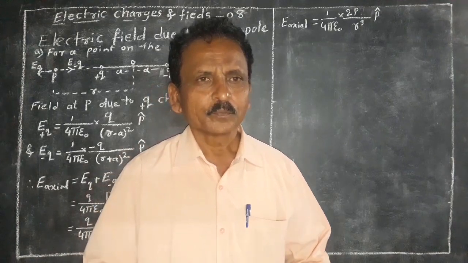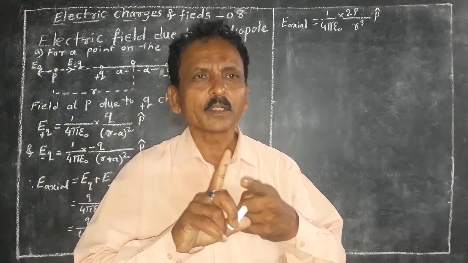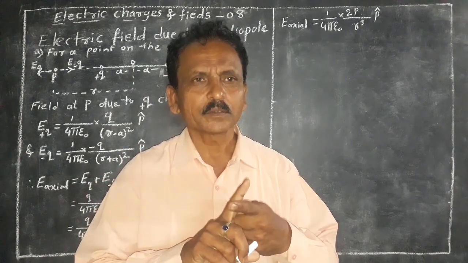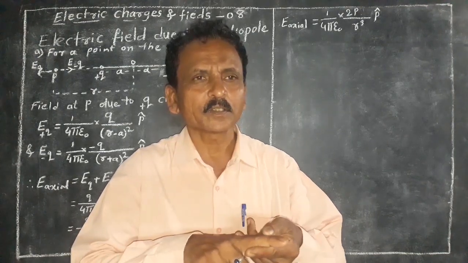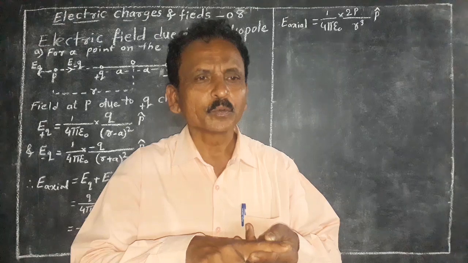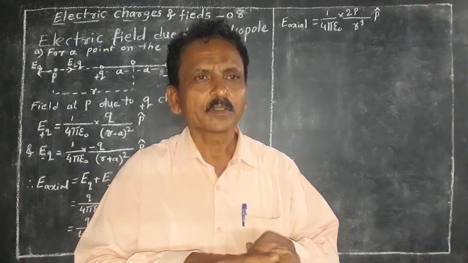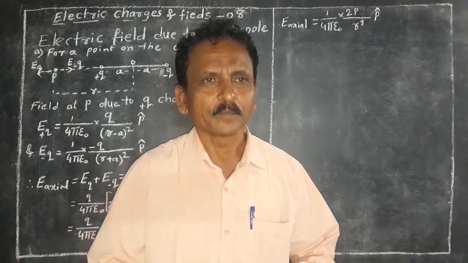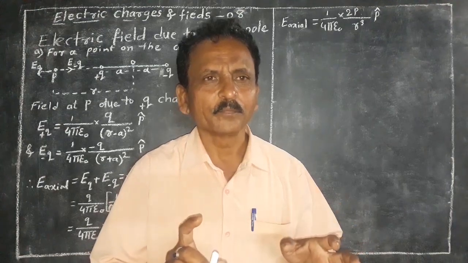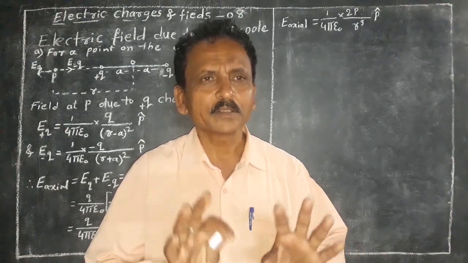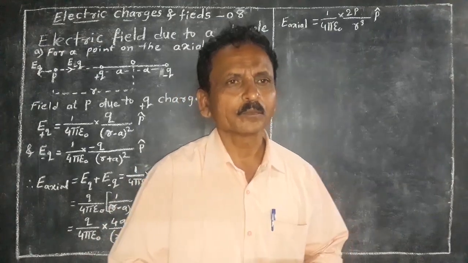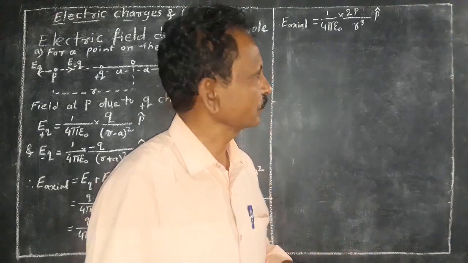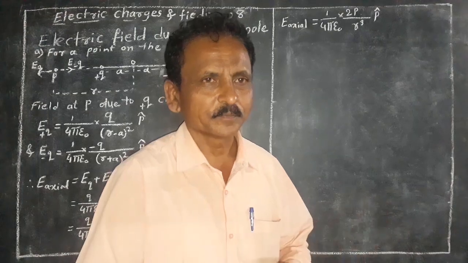Two electric field lines never intersect, because if a test charge is placed at the point of intersection, it has to move in two directions simultaneously, and that is impossible. Therefore, two field lines never intersect. They do not form closed loops. Up to here you have studied.